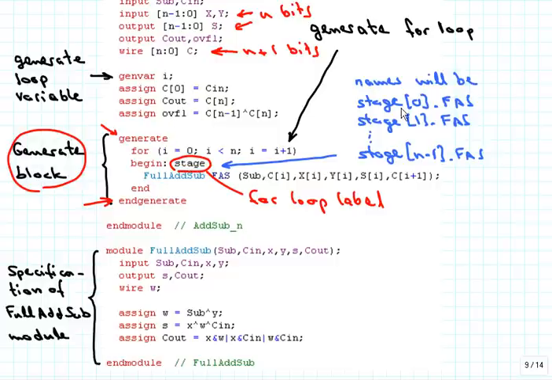So here are the names that are going to be produced for those different instantiations of that 1-bit full adder subtractor. So it will be stage, and then in brackets here 0, and then dot FAS. The FAS is the part that is given here. And then stage 1 dot FAS up to stage n minus 1 dot FAS.